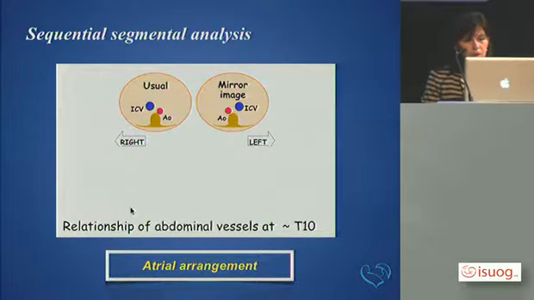So we look at the relationship of the abdominal vessels at the level of T10 approximately, and as we've shown here in a diagram, this is right side and left side, they're just mirror images of each other. So unless you work out right and left of the fetus, the image that you get of the abdominal circumference is going to be absolutely the same.